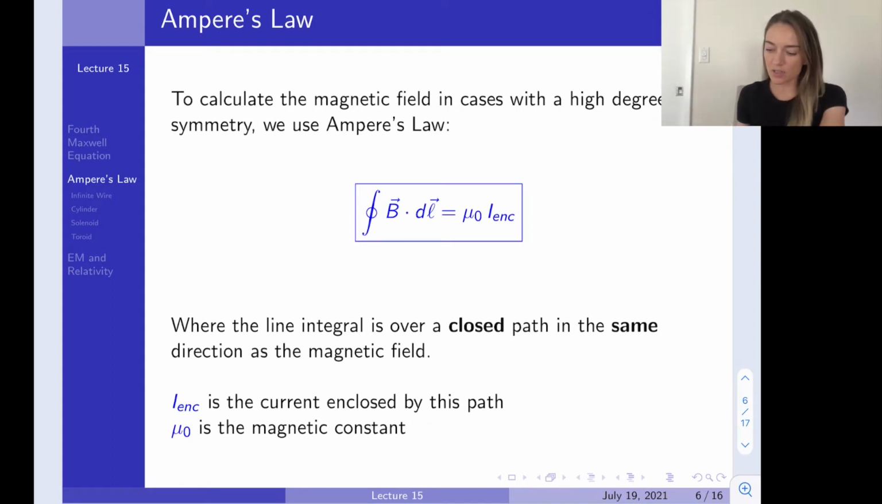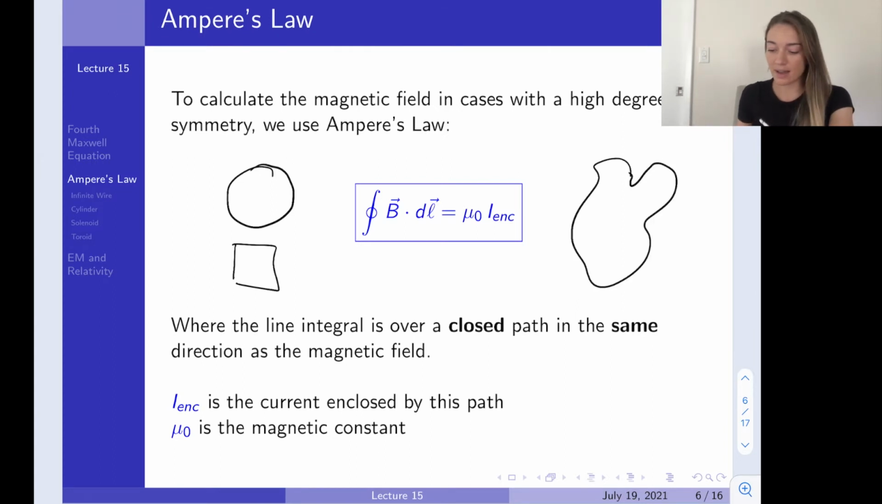So again, Ampere's law just states that the magnetic field integrated over a closed path will be equal to mu naught, which is the magnetic constant, times the enclosed current in that path. And it's very important that we use a closed path. We don't want just a path like this, a line that's open. We want to always have a closed path, like either a circle or a rectangle. You could technically make any closed path you want, but you want a path that's easy to integrate around. So we're typically going to be choosing paths like circles or rectangles.